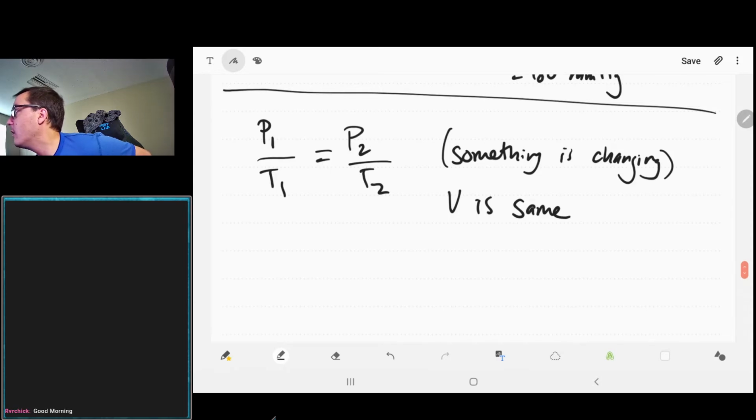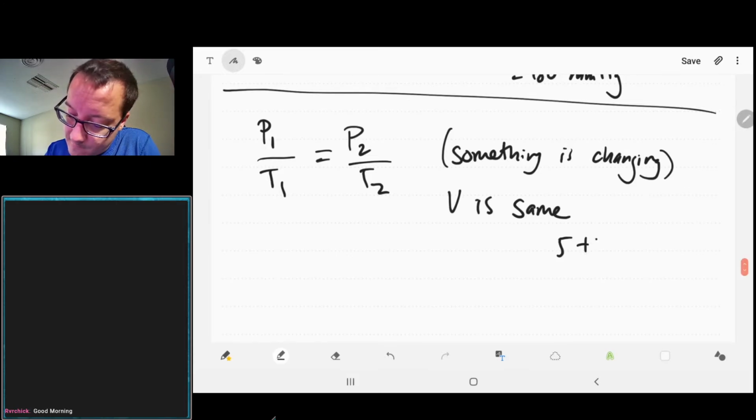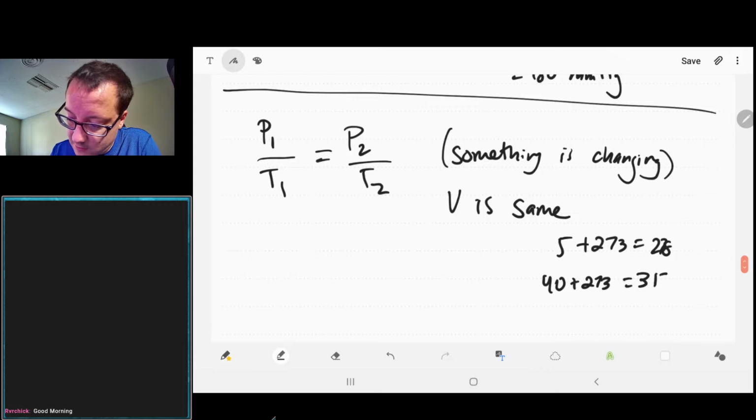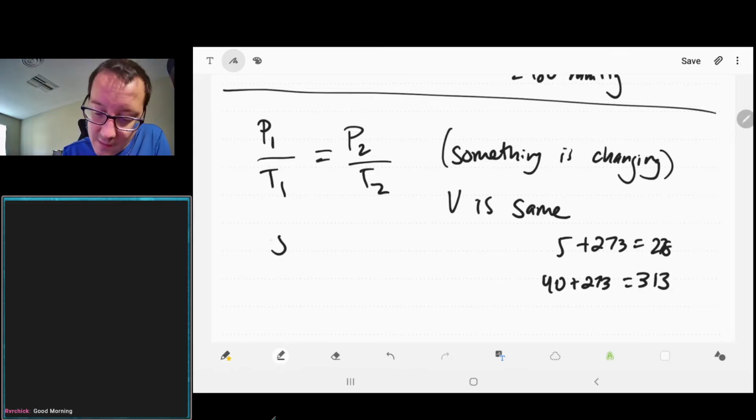All right, so the only thing that we have left to do is convert those to Kelvin, right? We can't use Celsius for gas laws. So we have 278 for one of them, and then 40 with the other one, which is going to be 313 Kelvin. So originally our pressure was 5 at 278.